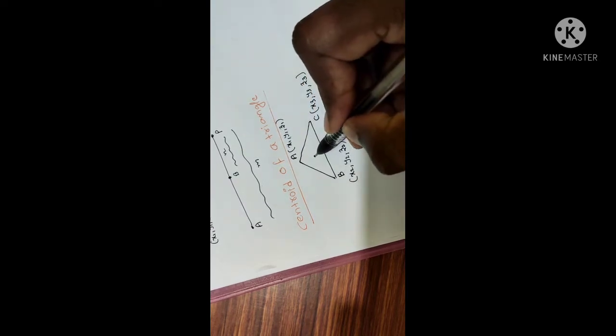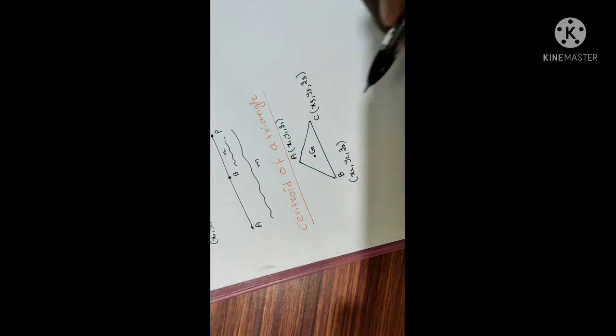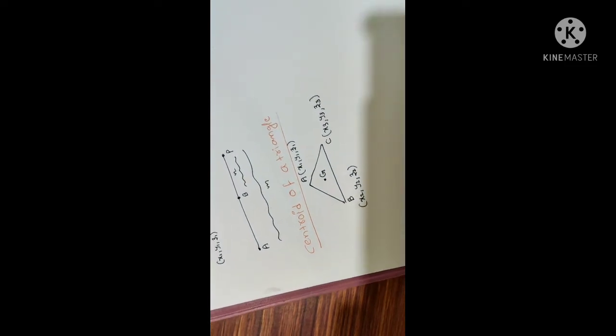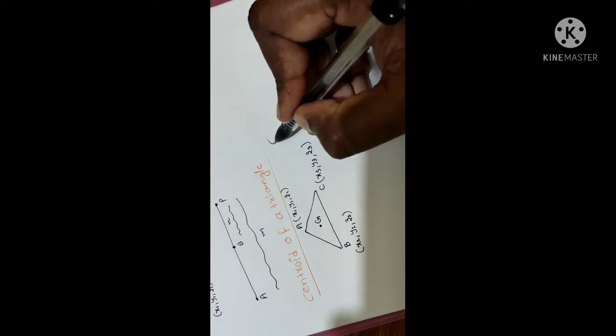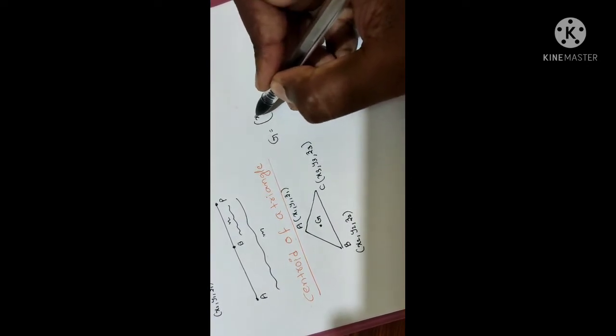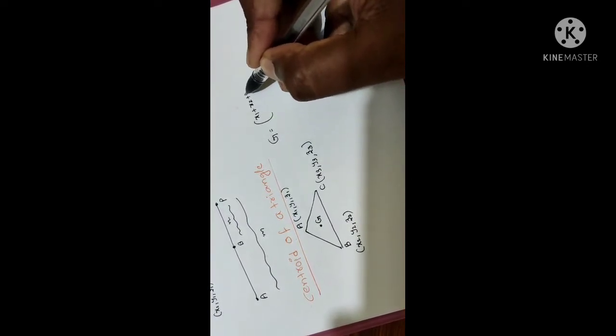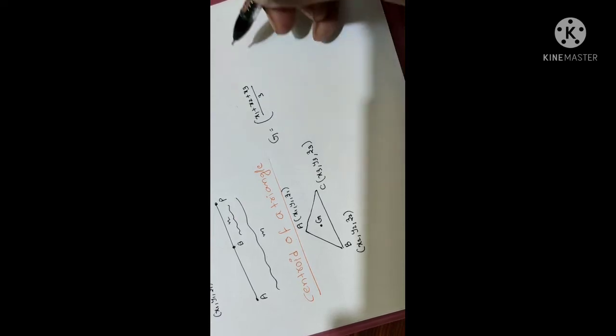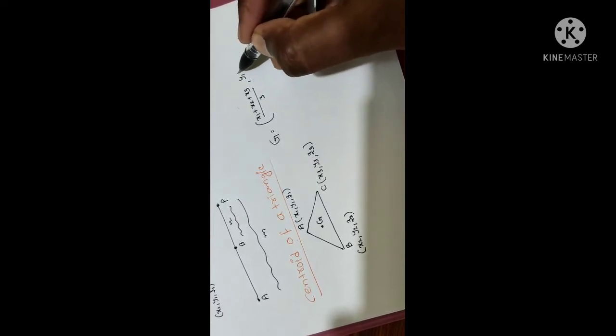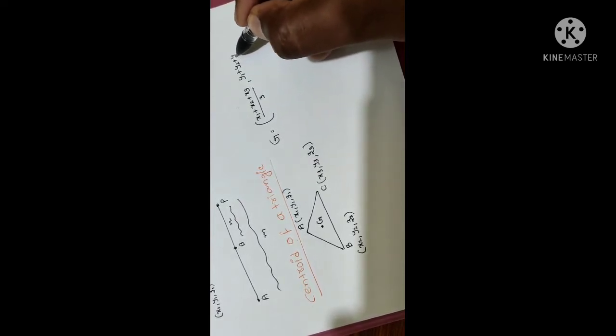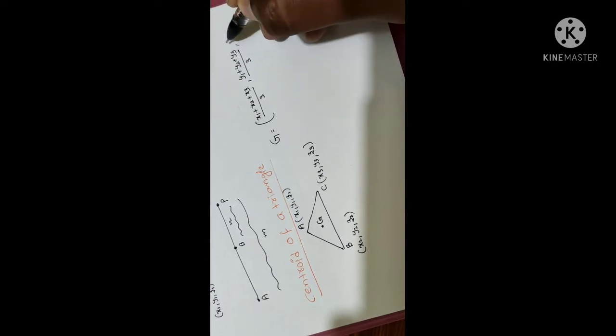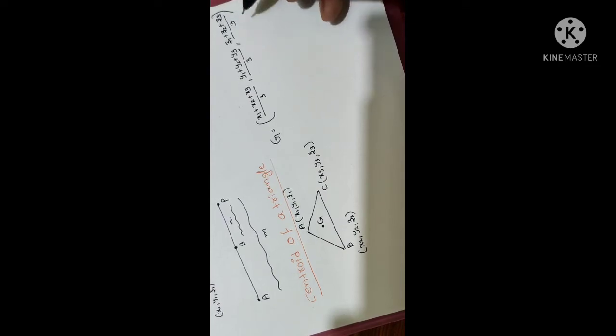This is a centroid. Centroid means the point of concurrence of the medians. How to find the centroid? The centroid formula is (x1 plus x2 plus x3) by 3, (y1 plus y2 plus y3) by 3, similarly (z1 plus z2 plus z3) by 3. This is the formula for the centroid of a triangle.